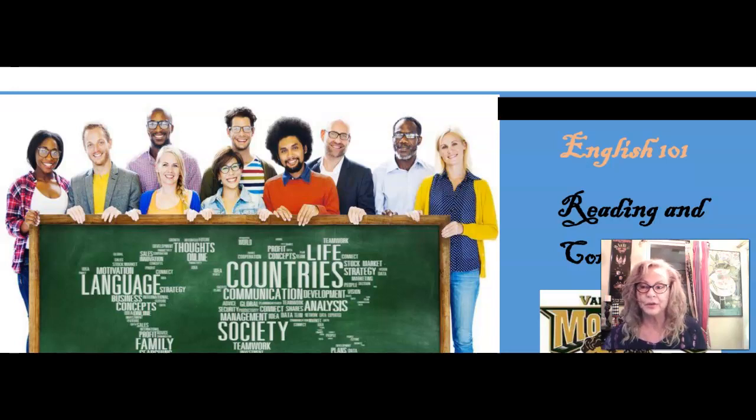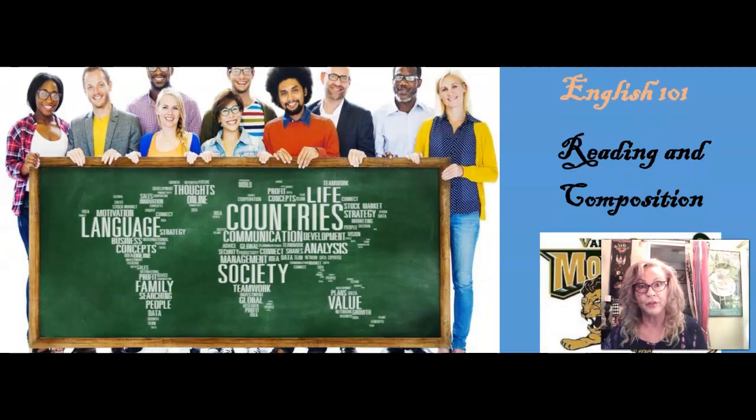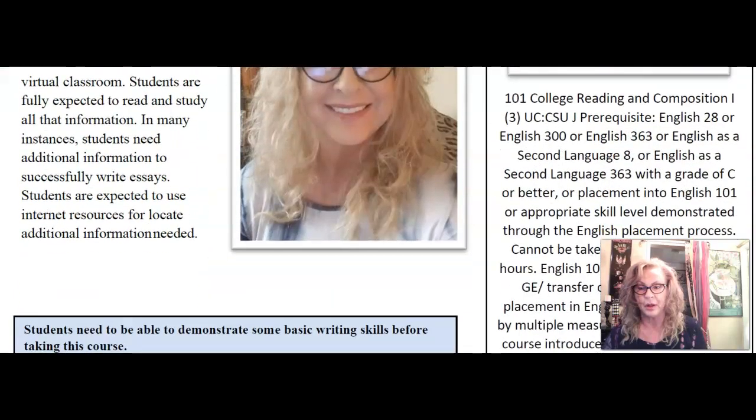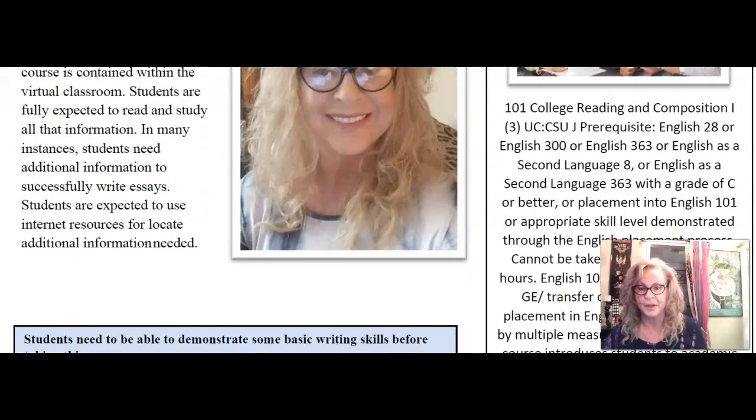This tutorial covers only the objectives for the course and how the modules fulfill those objectives. And these are the course objectives here in the syllabus. English 101, College Reading and Comprehension 1. The prerequisite is English 28 or 300 or 363 or English as a second language. These are the prerequisites, and those all came with certain skills that you see listed in the syllabus as well.